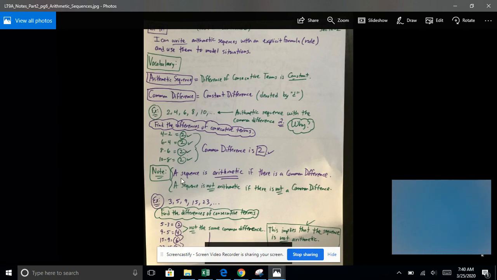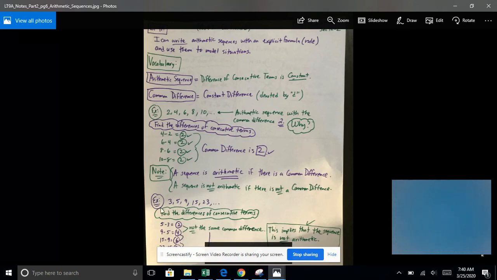So a sequence is arithmetic if there is a common difference. A sequence is not arithmetic if there is not a common difference. So if you were to get like 2 and then 3, you could automatically stop there and say it's not arithmetic because you already ended up with something that's not the same. Okay, so please make sure you do test all of them just to be sure.